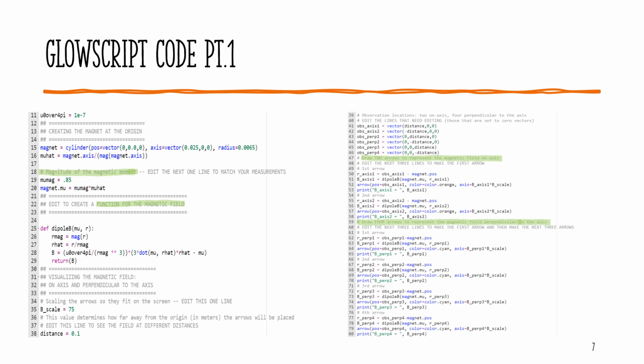The first thing that's highlighted in green shows the magnetic moment of my magnet. I calculated this value by using the intercept of ln k. The next thing is the magnetic field, and I just plugged in the equation of the magnetic field in the next set of code. On the right side, I did the 2 arrows to represent the magnetic field on axis. I changed that bit of code. And then finally, I did the 4 arrows to represent the magnetic field on the perpendicular axis.